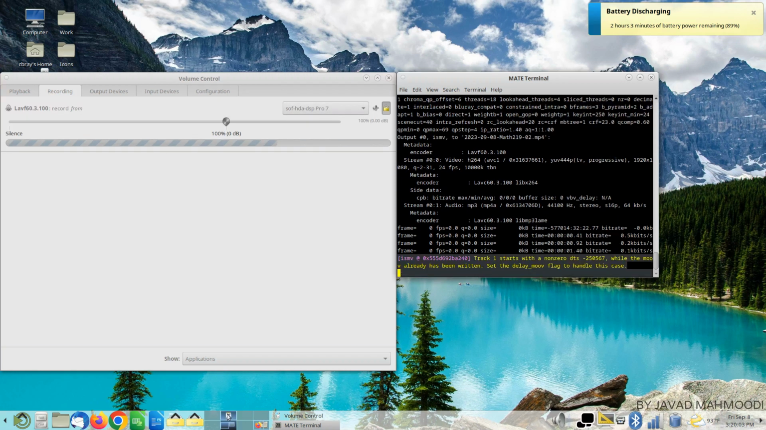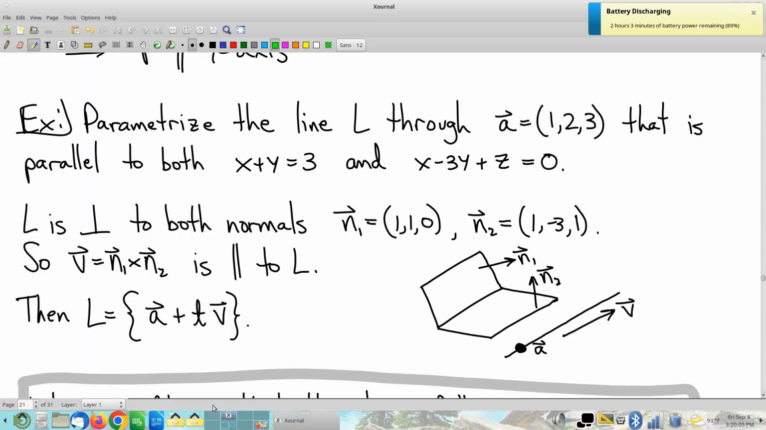Okay, so here we go. Next example, we're just going to pick up where we left off last time. We were looking at equations of planes and related type puzzles and questions.